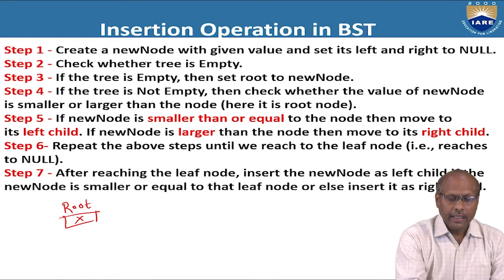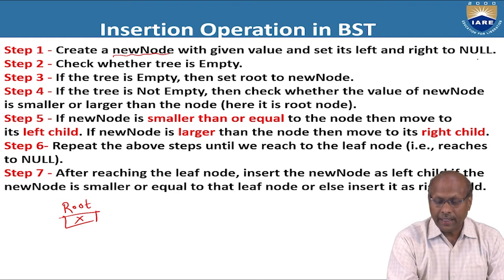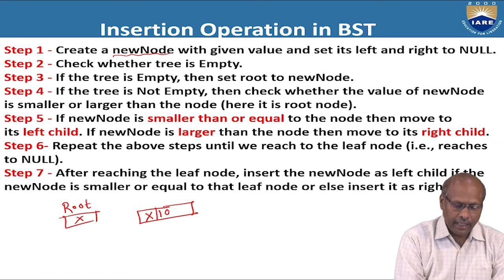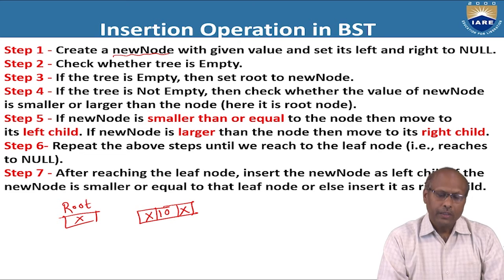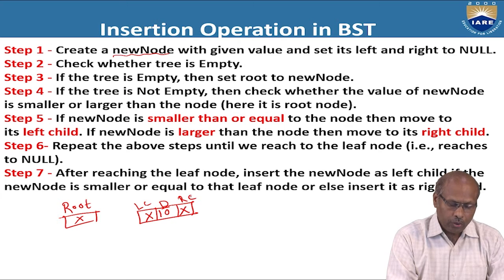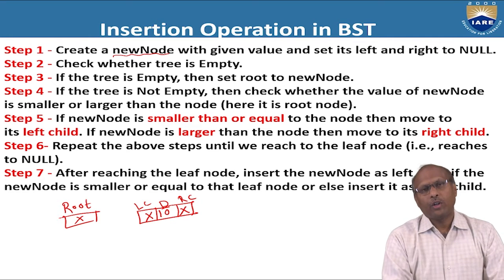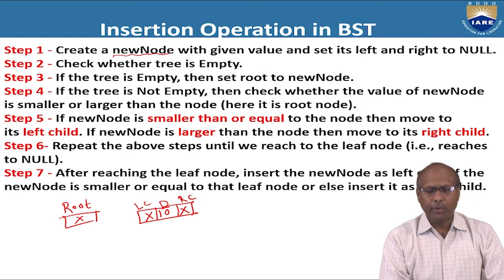So step 1, create a new node with a given value and set left and right to null. First of all, you create a node with a value, assume 10, and put left null and right null. Because for every node of a binary tree or binary search tree, there will be three parts: data part, left child, as well as right child. Initially, when you are creating a node, you do not know whether you are having a left child or not, or whether you are having a right child or not. That's why initially the node's left child as well as right child will be null.